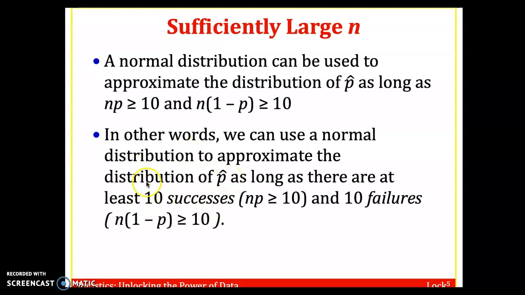There has to be at least 10 successes. I think of N times P being at least 10, and 10 failures, N times 1 minus P. So I want to look at a couple scenarios before we go on to the central limit theorem.